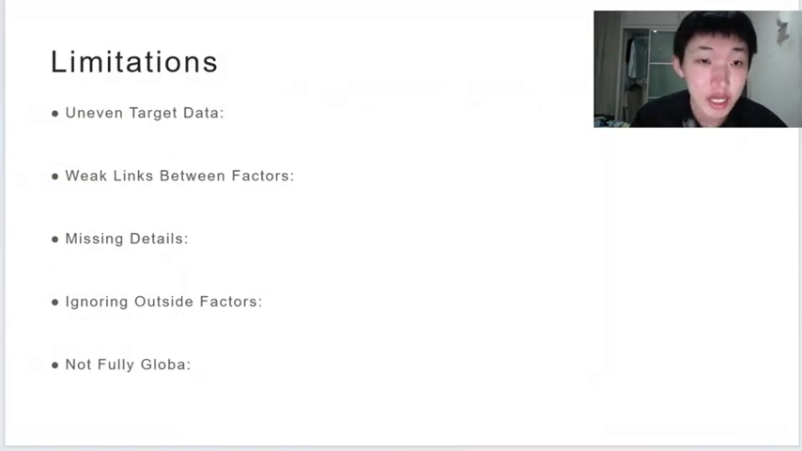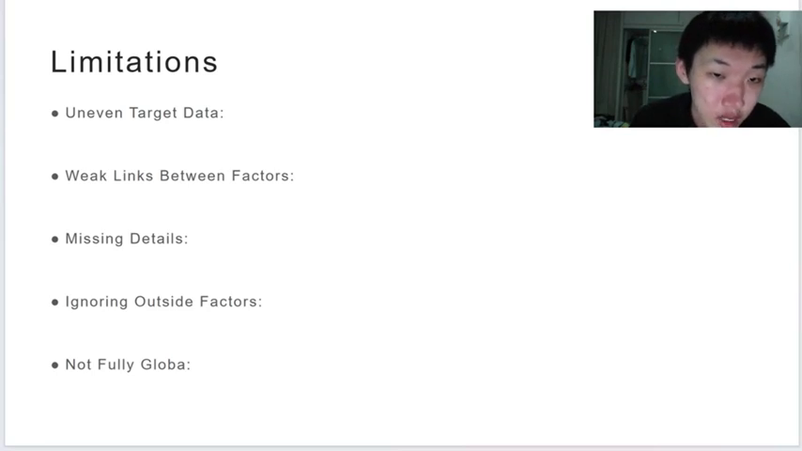Number 6 is the limitations and future study. The first is the limitations. The first one is uneven target data. The unbalanced information on stars and other targets makes analysis harder. Number 2 is weak links between factors; it lacks clear details on how technology or environment affects success. Number 3 is missing details. Important data like proportions, schemes, and tools are not included.